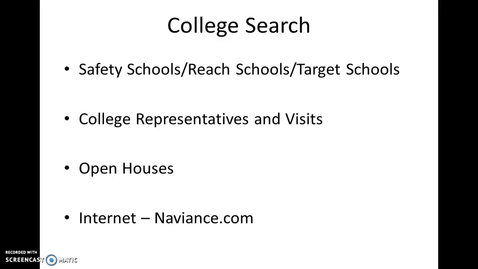Just as we want you to have a safety net to fall back on, we also want you to apply to reach schools, which would include schools that have a more competitive GPA and standardized test score than your application. Finally, we also recommend that you have target schools on your list, which would include schools that have just about the same GPA and standardized test score that you have. Give or take about 5 points from your GPA to determine a target school.